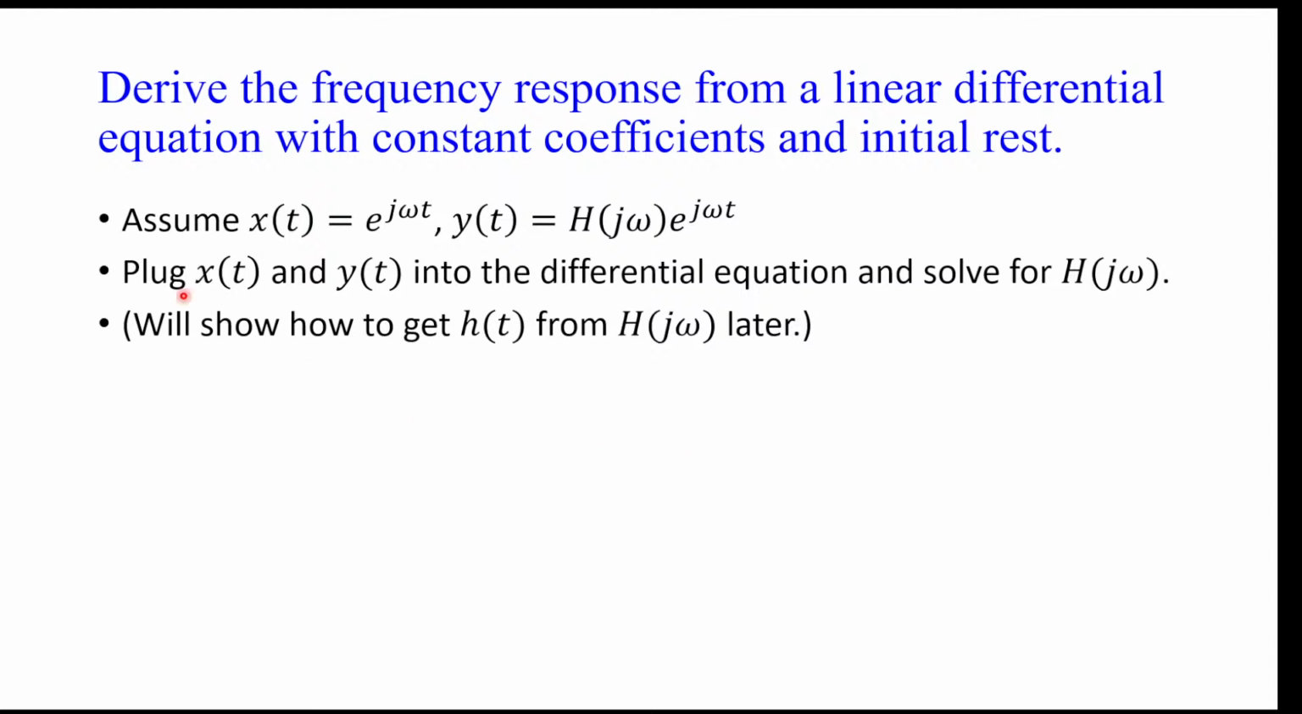But anyway, here is a bit of a summary of the calculation we did in the last example. We are saying how you derive the frequency response from a differential equation with constant coefficients and initial rest. The way to do it is just to assume your input and output are a complex exponential and an eigenvalue times the complex exponential pair. You plug those into your differential equation, and you should be able to solve for your H of j omega. And then in the next chapter, we'll talk about how you get a small h of t from your big H of omega. And that will actually become our way to solve linear differential equations.